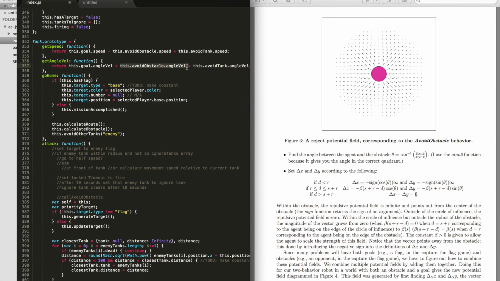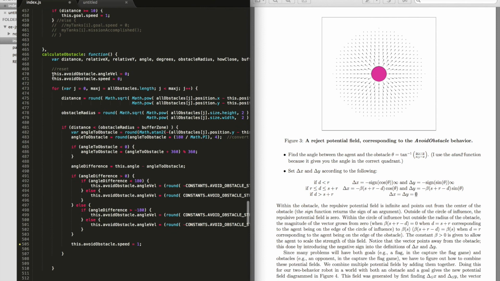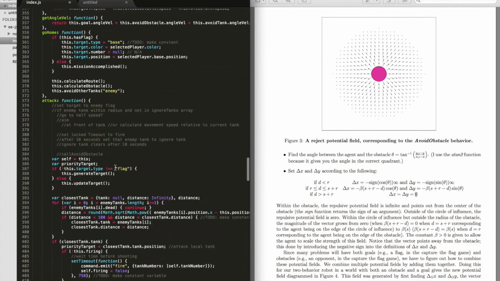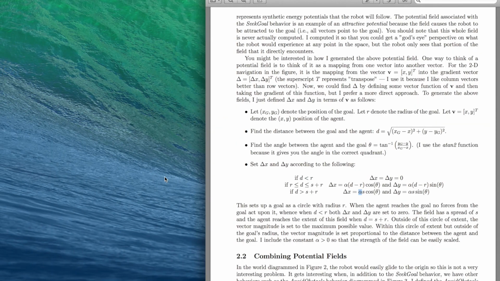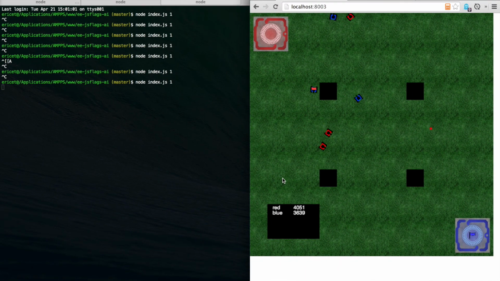Oh, I forgot to add that at the beginning of the calculate obstacle function, each time we run it, we set it to 0, because we don't want it to be left over from last time we ran this. If we actually are away from the obstacle far enough, we don't want that messing with it. So each time that's run, if we're not even close to the obstacle, then that is 0, allowing the goal speed and goal angle velocity to shine through and to allow the tank to continue going towards the goal. And that's how the tanks avoid each other and avoid the obstacles.